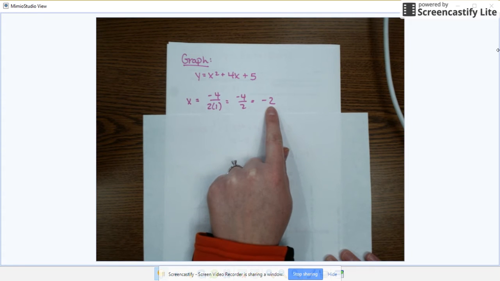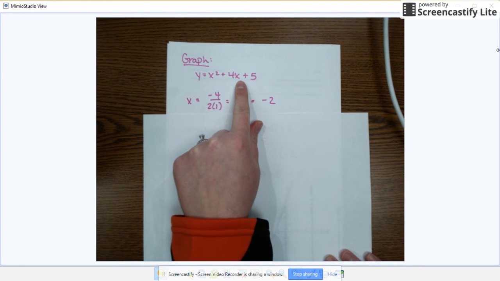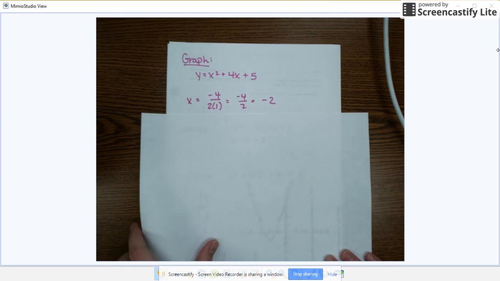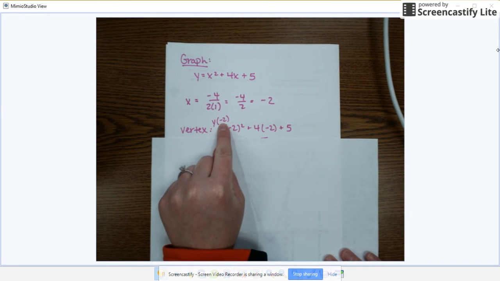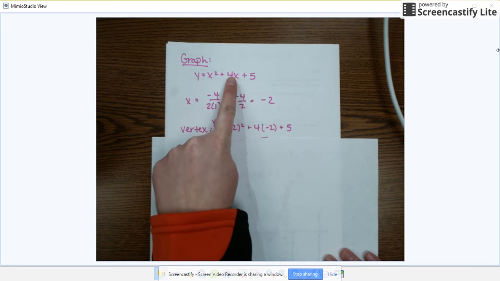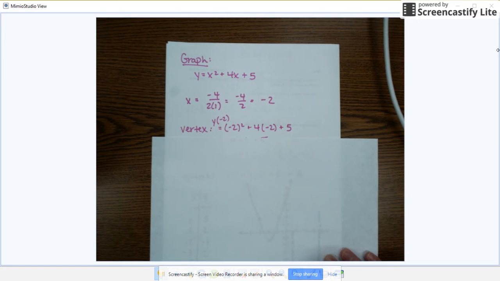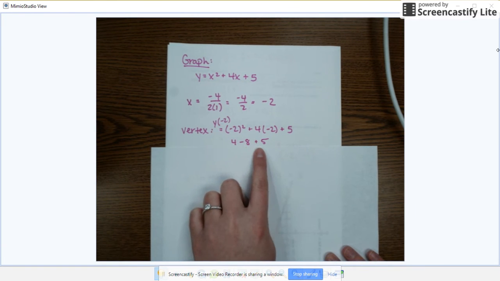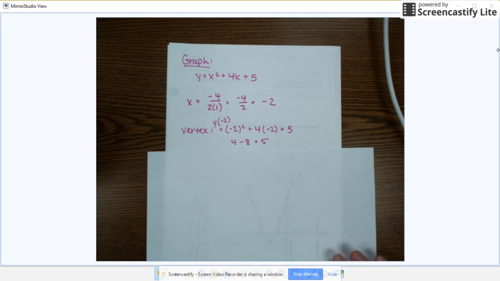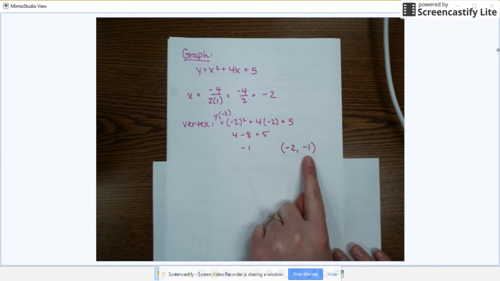So I'm going to take this x value and plug it in to my original equation for x in both of these places to get my y value. So to find my vertex, I'm going to take that negative 2 and plug it in for x. So we get negative 2 squared plus 4 times negative 2 plus 5. Simplifying that, that becomes a positive 4 minus 8 plus 5. Altogether, that's a negative 1. So our vertex is negative 2 comma negative 1.